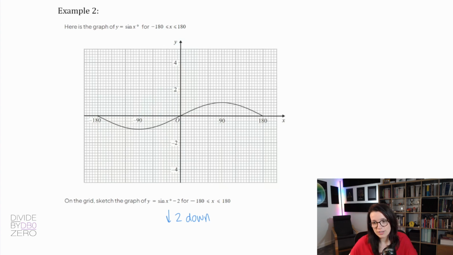So everything's shifting down by 2. So let's do that first. So that's going to go there. This one is going to go there. This one's going to go there. This one's going to go there. And that will go down there. Once you're happy with the placement of your points, you can draw your curve.